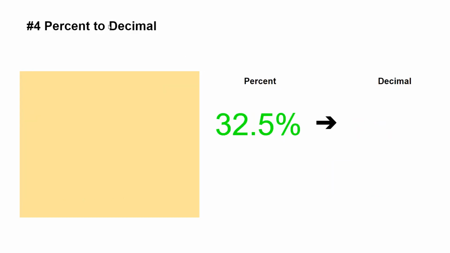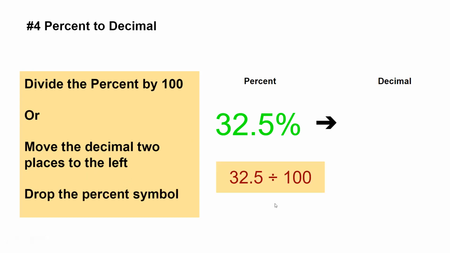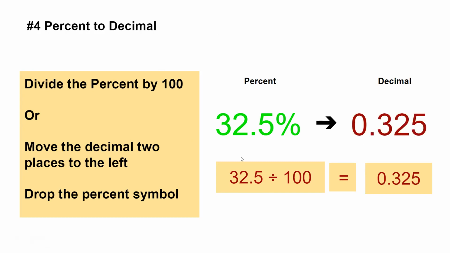We are now going from a percent to a decimal, and you might be guessing we just have to do the opposite, and that's exactly right. The opposite of multiplying by 100 is dividing by 100, and that's what we can do to convert this to a decimal. Or we can move the decimal 2 places to the left. And then we drop the percent symbol because decimals do not have a percent symbol. So we take 32.5 divided by 100. That equals 0.325. That's our decimal.